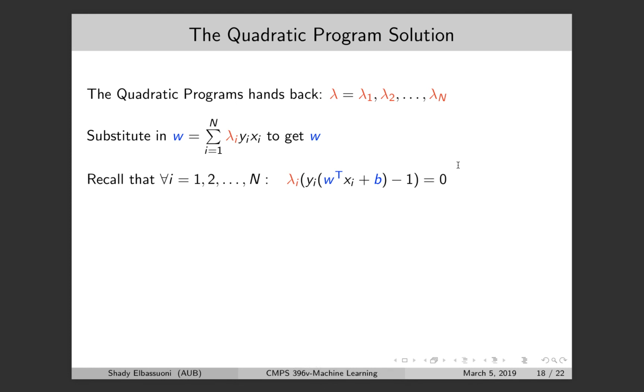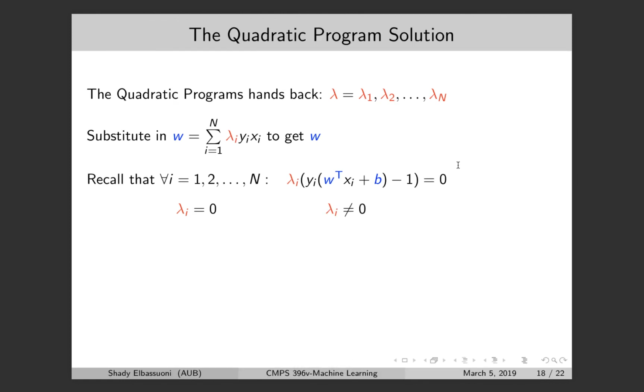Now how do I get the b? Recall that I have lambda i, yi, W transpose xi plus b minus 1 is equal to 0. That was when we wrote the Lagrange formulation of the objective function. Okay, so I have two cases. When lambda i is equal to 0, and when lambda i is not equal to 0.